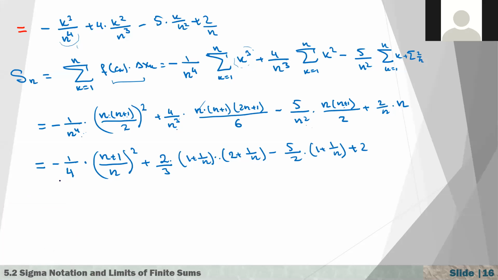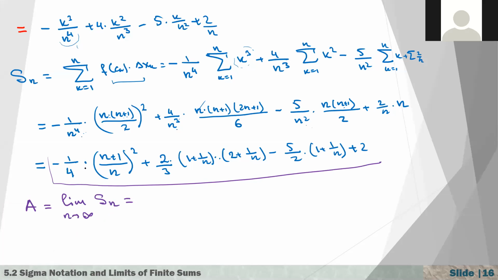So the area is equal to the limit as n goes to positive infinity of this Sn. It gives us the exact area. And what is our Sn? This is our Sn, right? That is our Sn. So I need to calculate this limit as n goes to positive infinity.